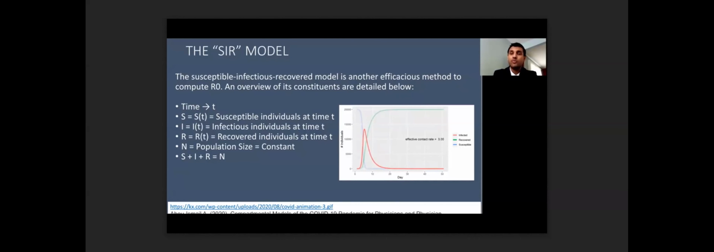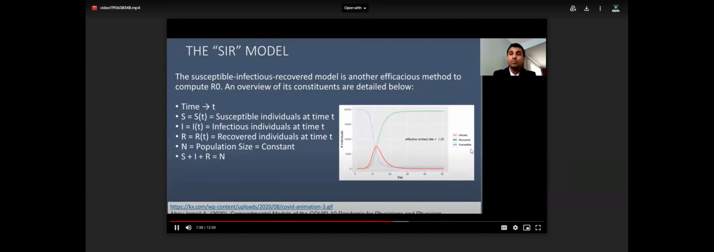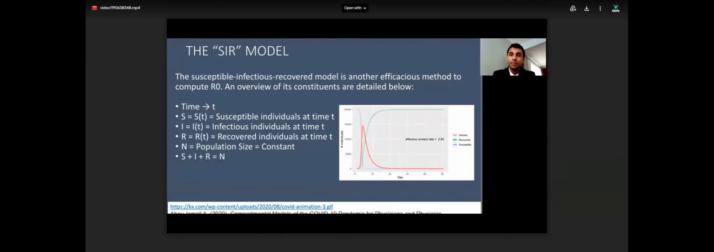The term removed refers to individuals who no longer possess the pathogen in question. This encompasses both deceased and recovered subjects. The proportion of susceptible, infectious, and removed individuals must sum to 1, depicting a constant population size as time progresses. This is a stipulation to maximize the validity of this model. Time is an independent variable upon which factors such as susceptibility, infectivity, etc. are dependent.